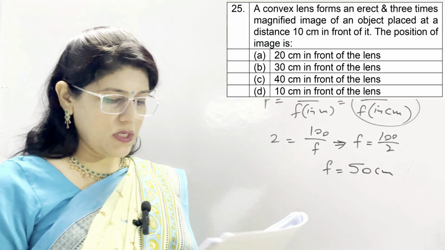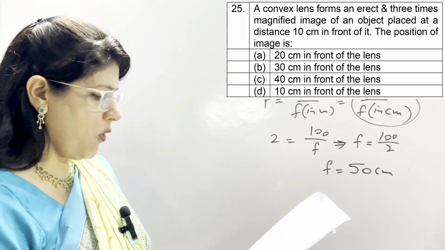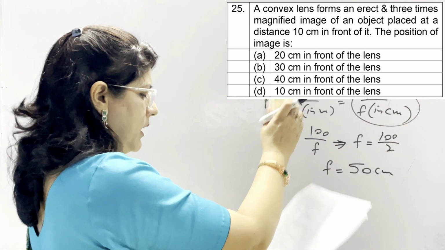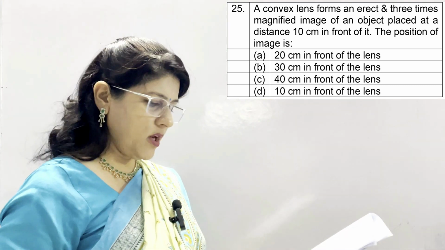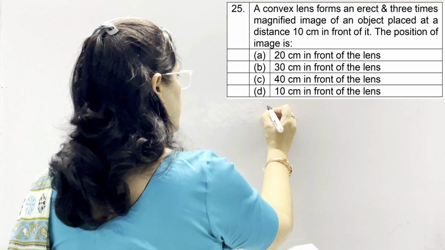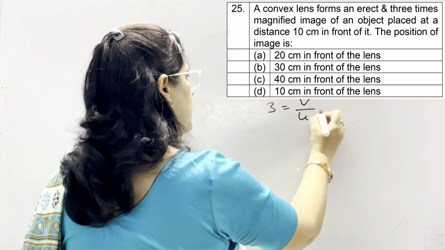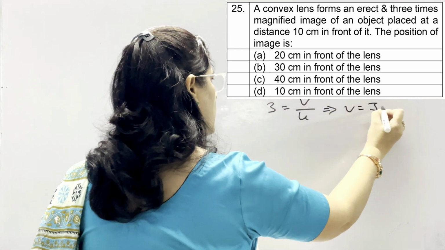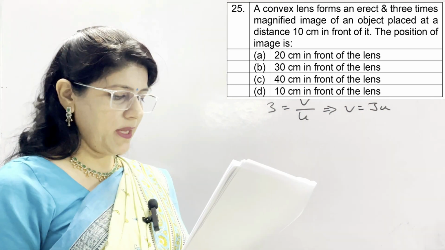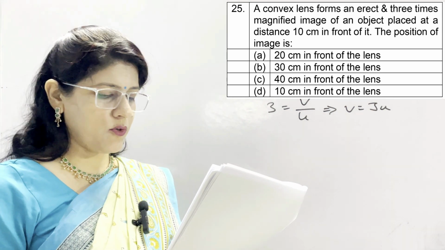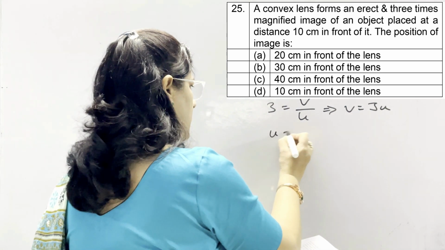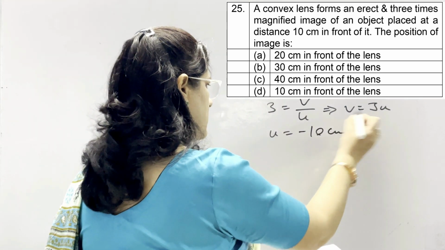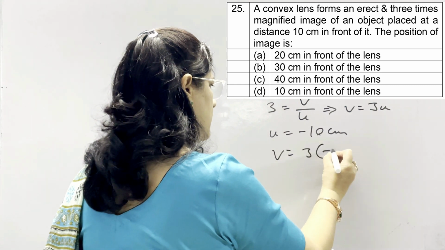In question number 25, a convex lens forms an erect and 3 times magnified image. We know magnified image can be formed only by convex lens. Here magnification 3 is equal to v by u. It means v is equal to 3u. The object is placed at the distance of 10 centimeter in front of it. The position of the image is. So u is given as minus 10 centimeter. So v is equal to 3 into minus 10.